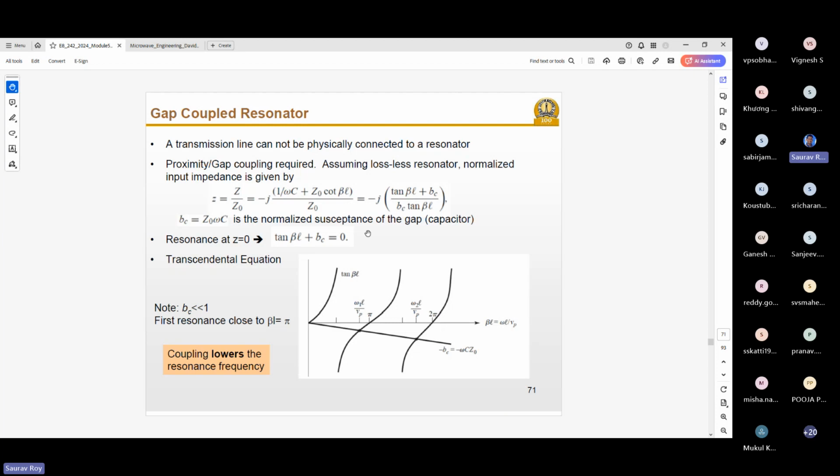Now, you might know that not all equations can be solved through math. Especially exponential equations and some of these trigonometric tangent equations, which cannot be directly solved, are called transcendental equations. These are generally solved numerically or through a graphical solution. That is what is done here. To solve where tan beta L plus BC becomes 0, we simply plot tan beta L and BC separately. BC is the value here, 1 over Z naught omega C.